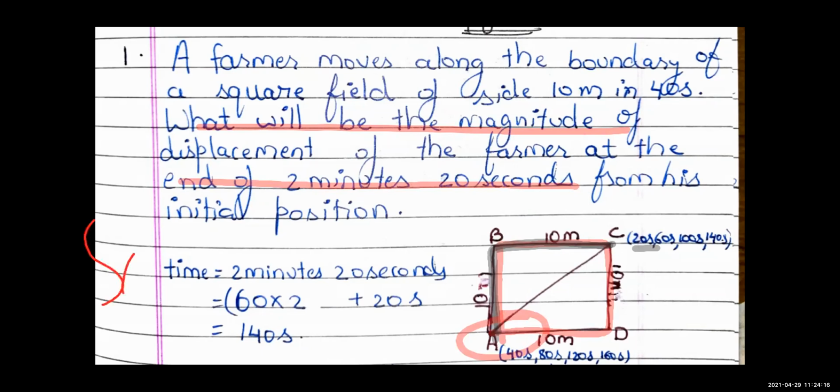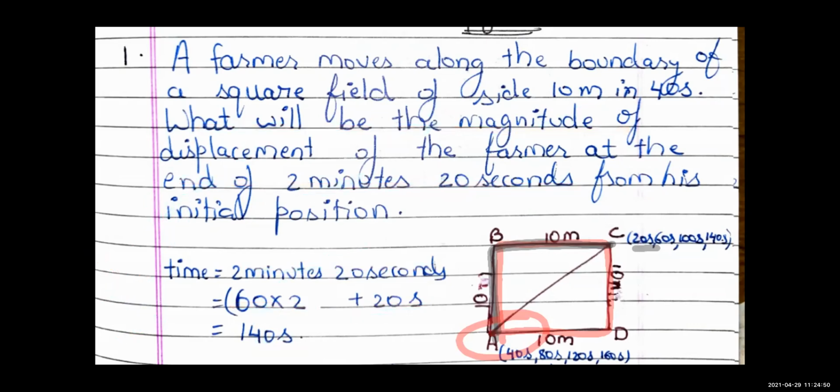So we will start with the time. Children, time given to us is 2 minutes 20 seconds. 2 minutes we will convert into seconds. 1 minute is 60 seconds, so 2 minutes is 60 into 2, that is 120, plus 20, that is 140 seconds. So we need to find out where the farmer will reach at 140 seconds, right? Let's start with it.